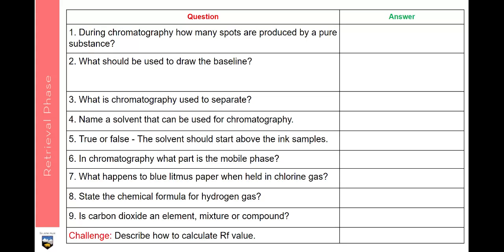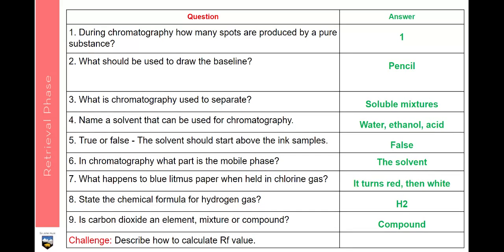Okay, so during chromatography, if a substance is pure, it only produces one spot. We should draw the baseline in pencil. Chromatography separates soluble mixtures. It can't separate insoluble mixtures because they won't dissolve. A solvent that you can use is water, ethanol, which is a type of alcohol, or acid. You might have had something else written down. Number 5 is false. The solvent line should start below the ink samples.